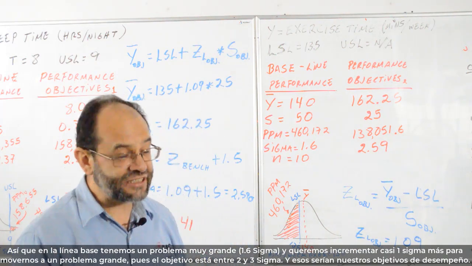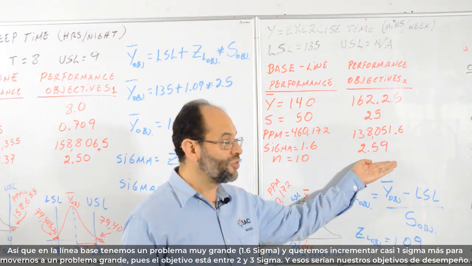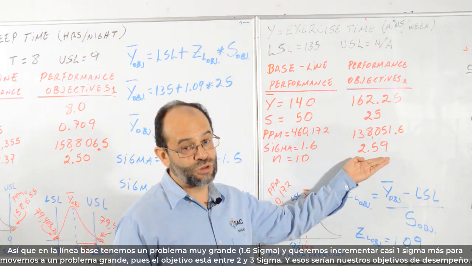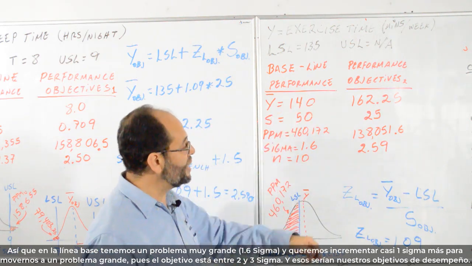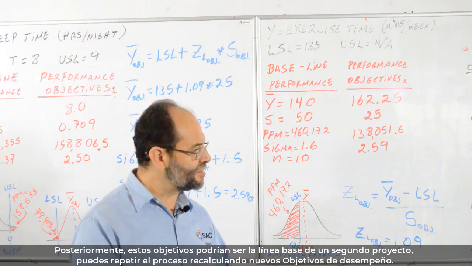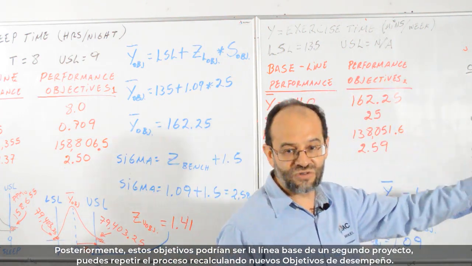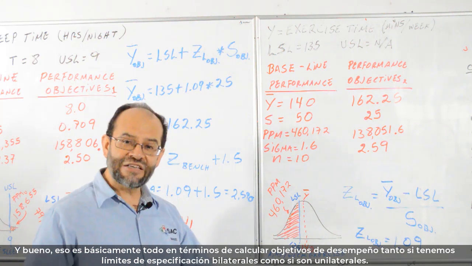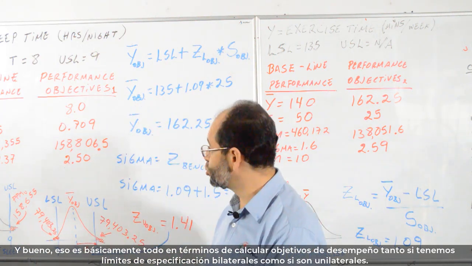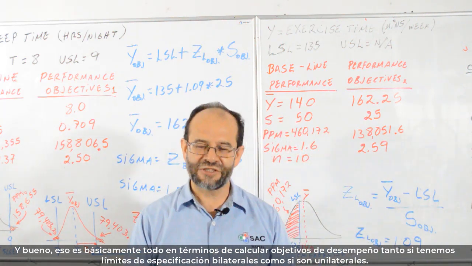So right now, at baseline, we are having a very big problem, 1.6 sigma, and we want to increase almost 1 sigma to get a big problem, which is between 2 and 3 sigma. And those will be our performance objectives. Later, this can be a second project, this can be a new baseline, and you can repeat the process and so on. And well, basically that's it in terms of calculating performance objectives when you are having two-sided specification limits and when you are having one-sided specification limits.